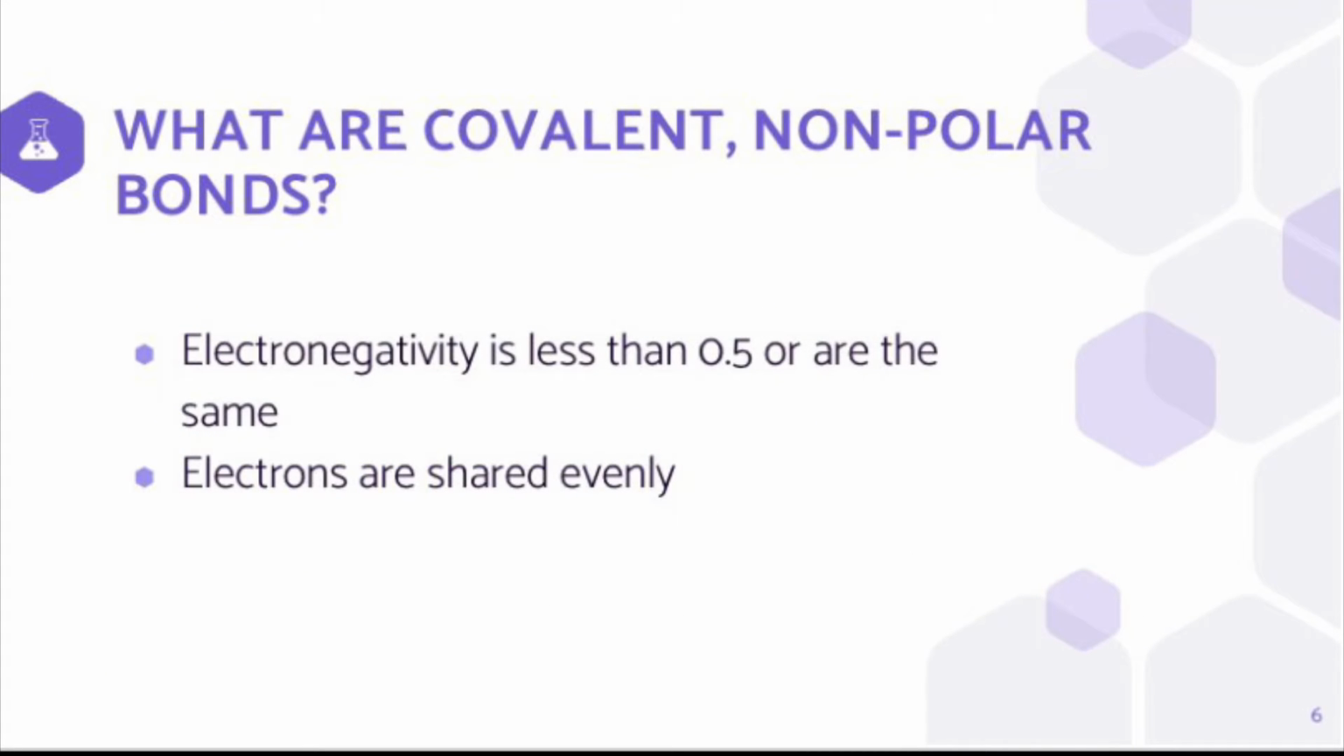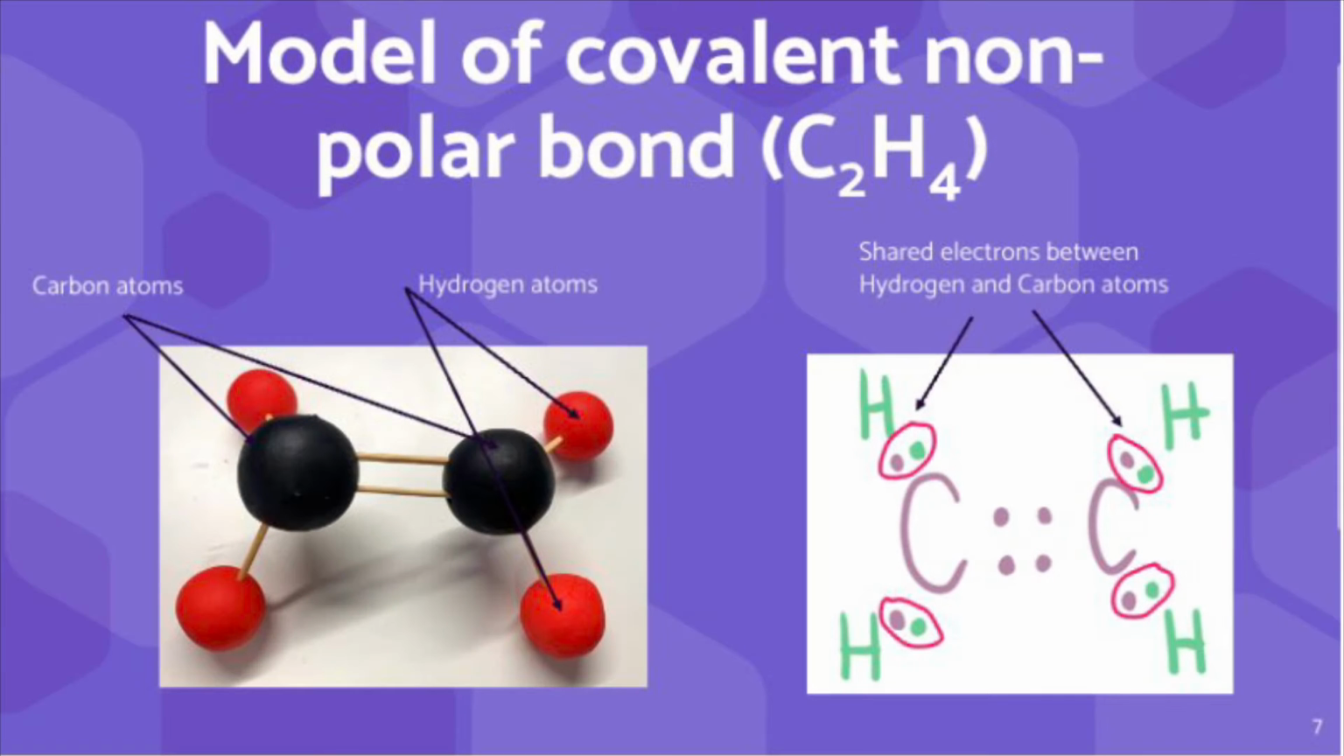Non-polar covalent bonds differ to polar covalent bonds in which its electronegativity is less than 0.5 or if they are the same. When this occurs, the electrons are shared evenly. Here we have ethylene, which is an example of a covalent nonpolar bond. As you can see from the drawn diagram, the nonpolar bonds also share electrons like the polar bonds.